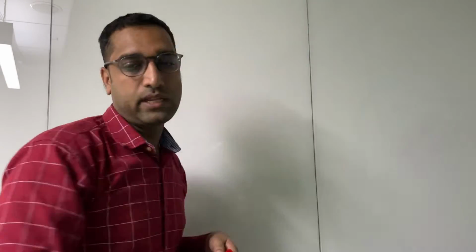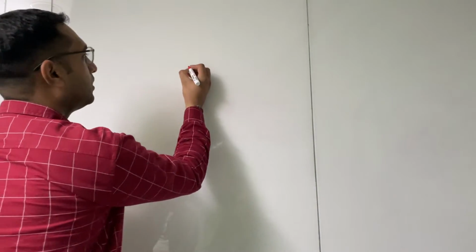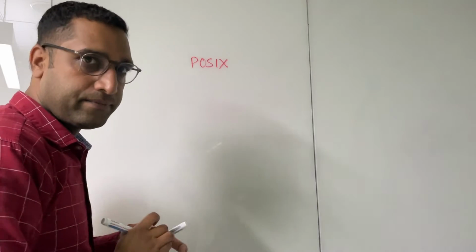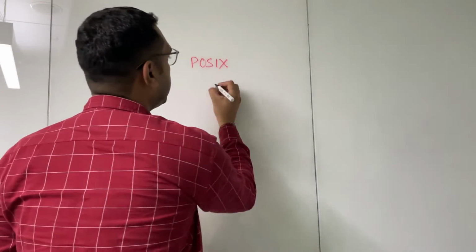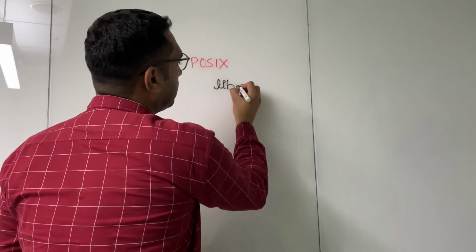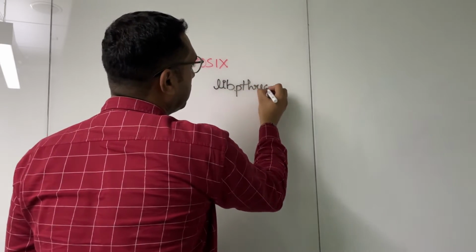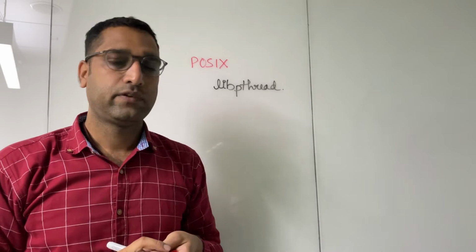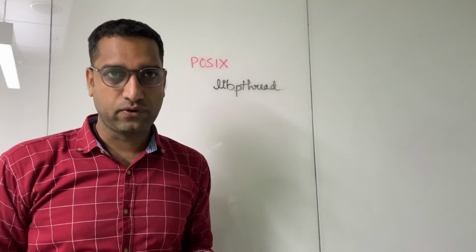In C, I'll be talking about only the POSIX library, the Unix based POSIX library. So in C in POSIX we use libpthread. It's the pthread library that we use. And what do we use it for?